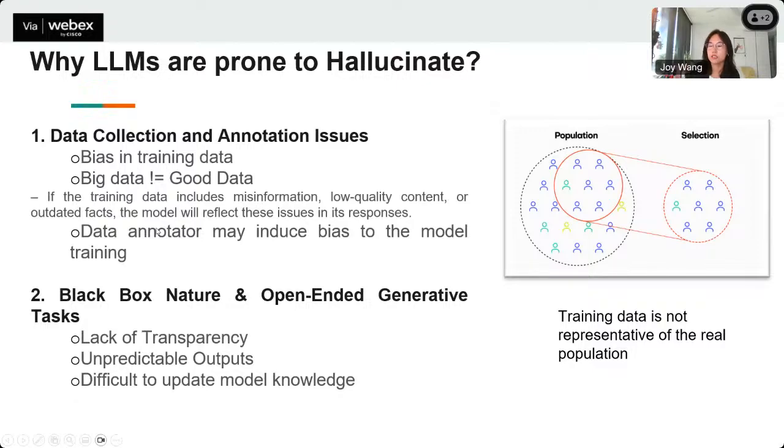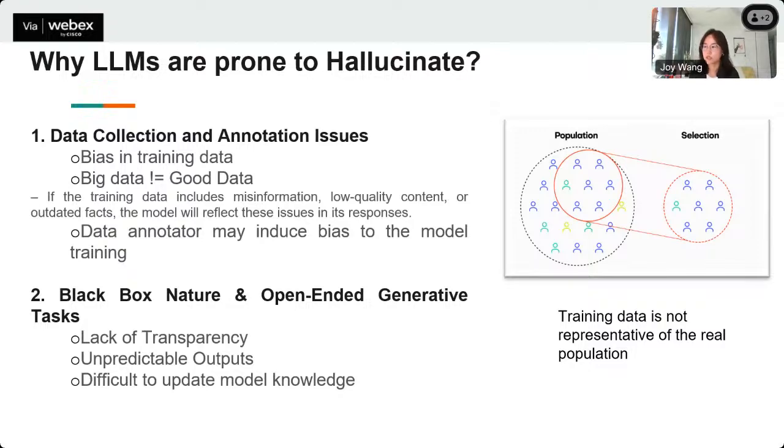Another major reason is the black box nature and open-ended generative tasks. We know neural networks learn nonlinear patterns. They are essentially a black box system. That's why when the AI makes a decision, it's quite difficult to understand how it makes that decision. Sometimes, due to this lack of transparency, it may produce hallucinated content.